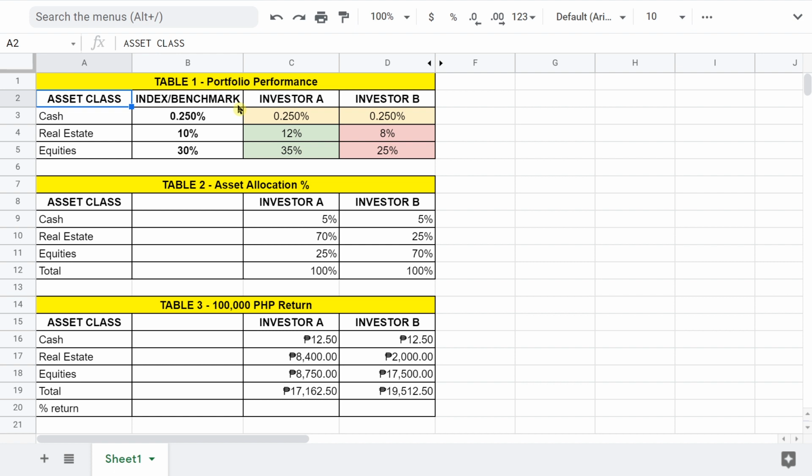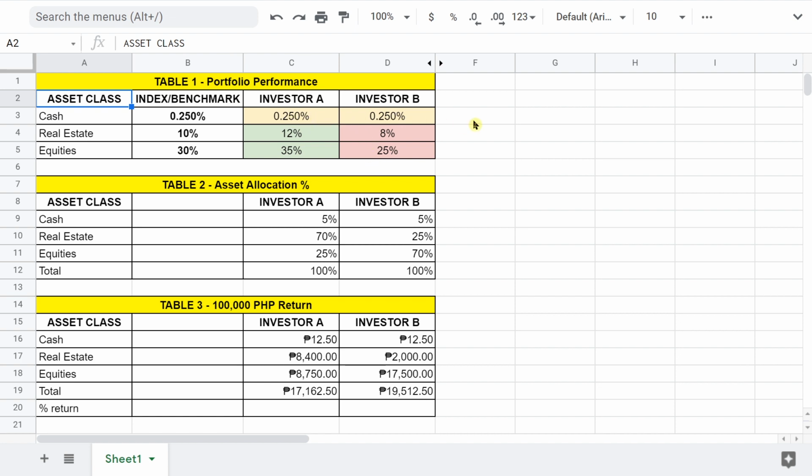So this is only an example. For this example, we are also introducing investors A and B, and the figures under each investor are their portfolio performance compared to the index. So when a cell is green, it means the investor has beaten or outperformed the index. Red would mean underperformed. Orange means it is at par with the index.